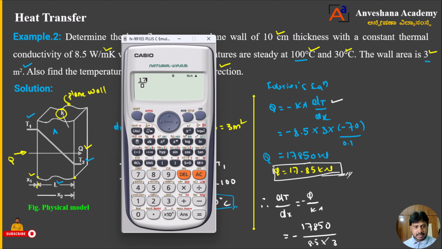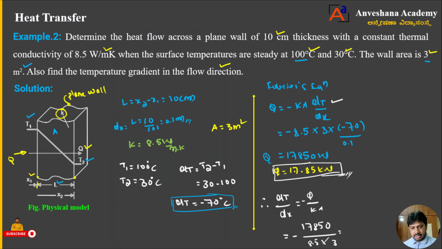17850 divided by 8.5 into 3. What is the answer, dear students? That is equal to, how much can you write it here now? Minus 700. It is in watt. Okay, so minus 700. So therefore, what can you write here, dear students? We can see here now.